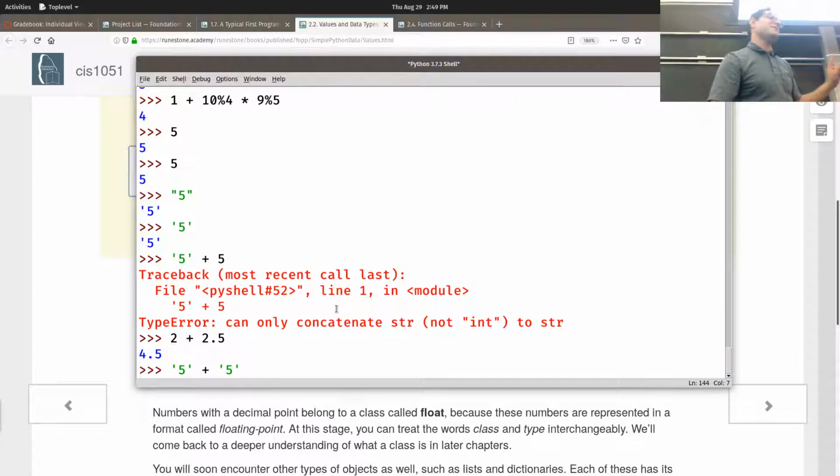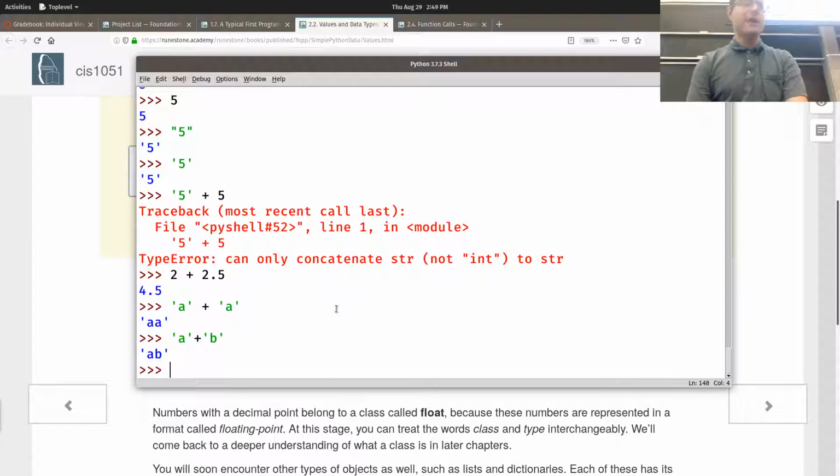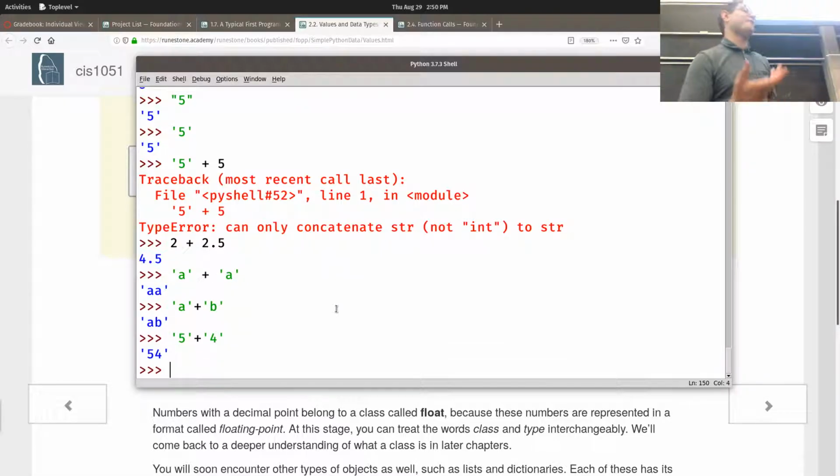So 5 plus 5, you might think it should be the letter 10, the letters 1 and 0. But what is your answer if I were to say, what if it was A plus A? Any suggestions as to a good way to add those two things together? Yeah, two A's together. And that's exactly what we get. When you add strings together, you essentially just glue them together into a new string. So A plus B will give you AB. String 5 plus string 4 gives us 5-4, not 54. It's a string of those two numbers together.